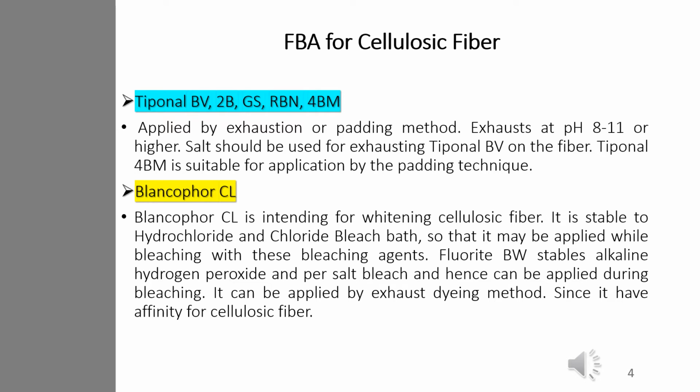Fluorescent brightening agent for cellulosic fiber. What are the methods of fluorescent brightening agents for cellulosic fiber? There are two methods. One is the Trypanol BV, 2B, GS, RBN, 4BM, and second is Blanco 4Cl. So what is the Trypanol BV, 2B, GS, RBN, 4BM method?